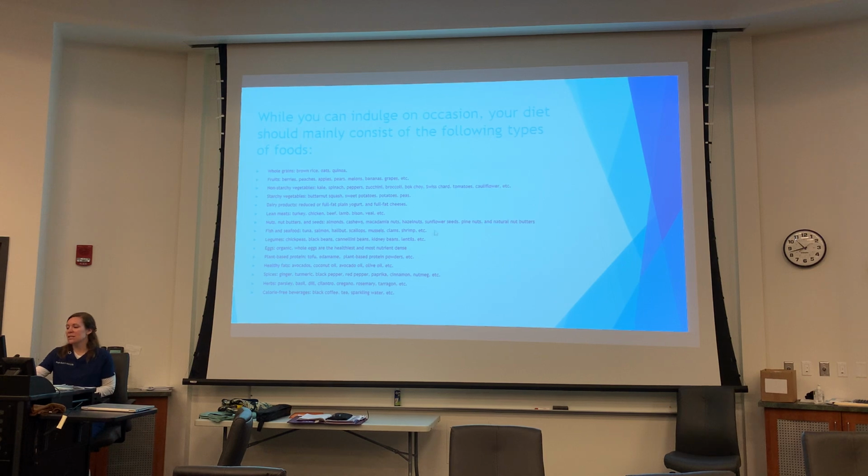Nuts like almonds and cashews are good. Fish and seafood. Legumes are your chickpeas, beans, kidney beans, things like that.